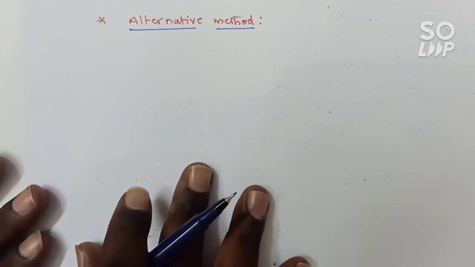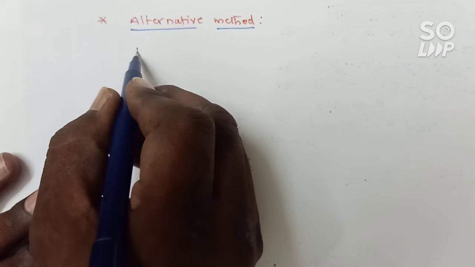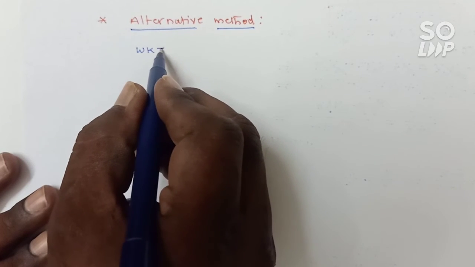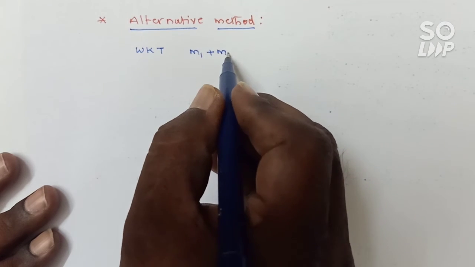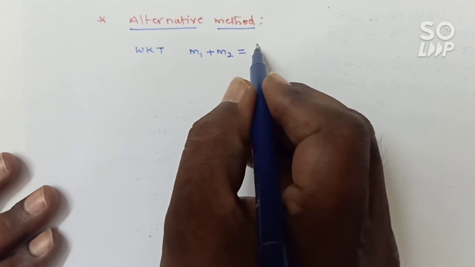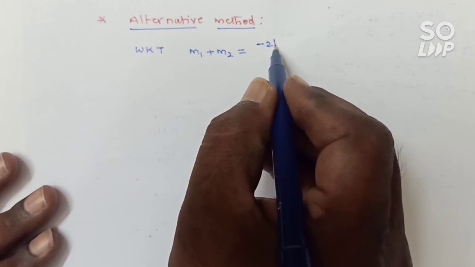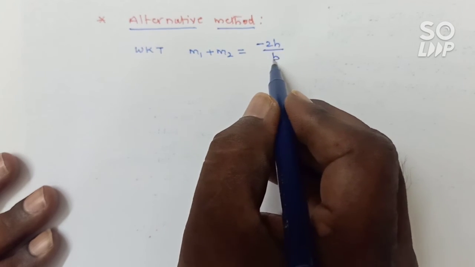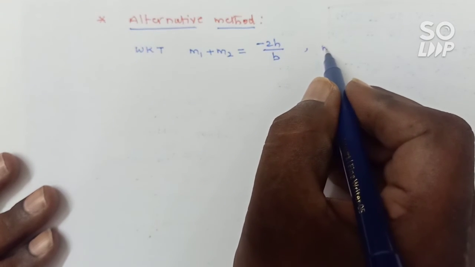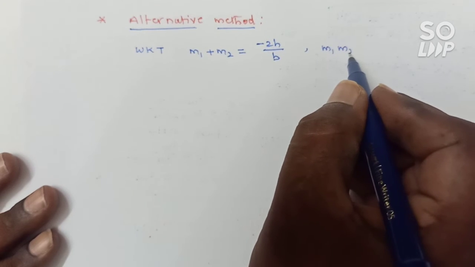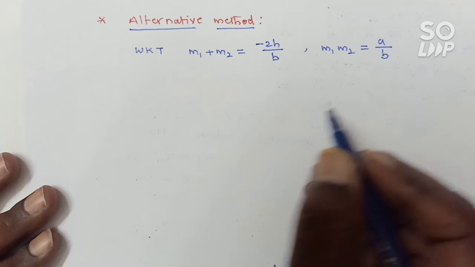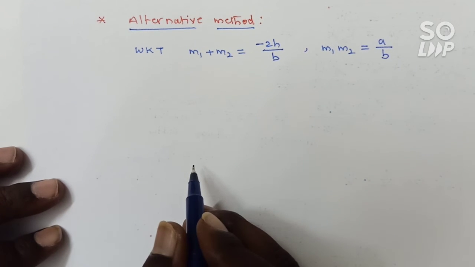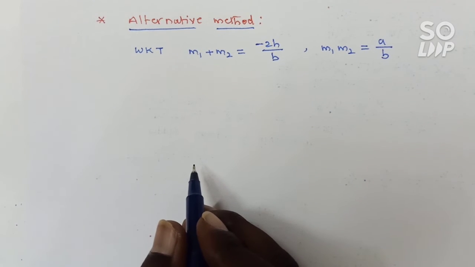See this one. Alternative method is, we know that m1 plus m2 is equals to minus 2h by b, comma m1 into m2 is equals to a by b.